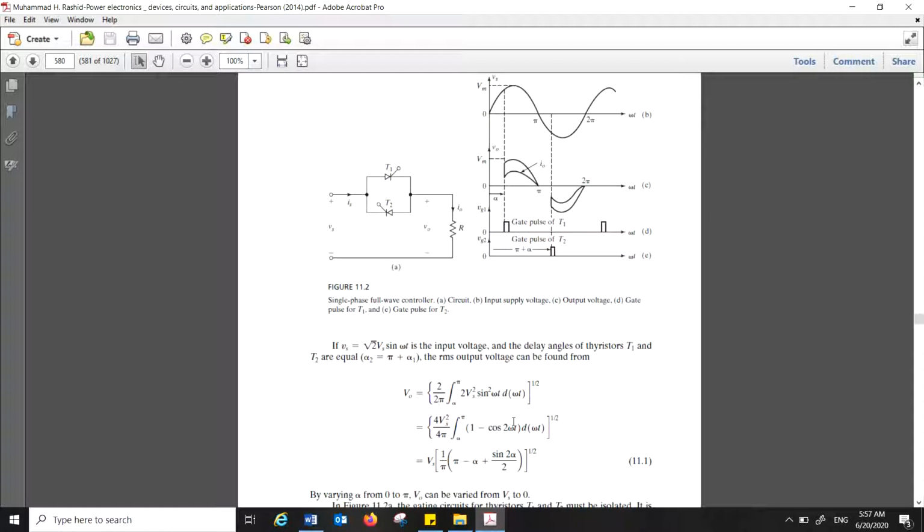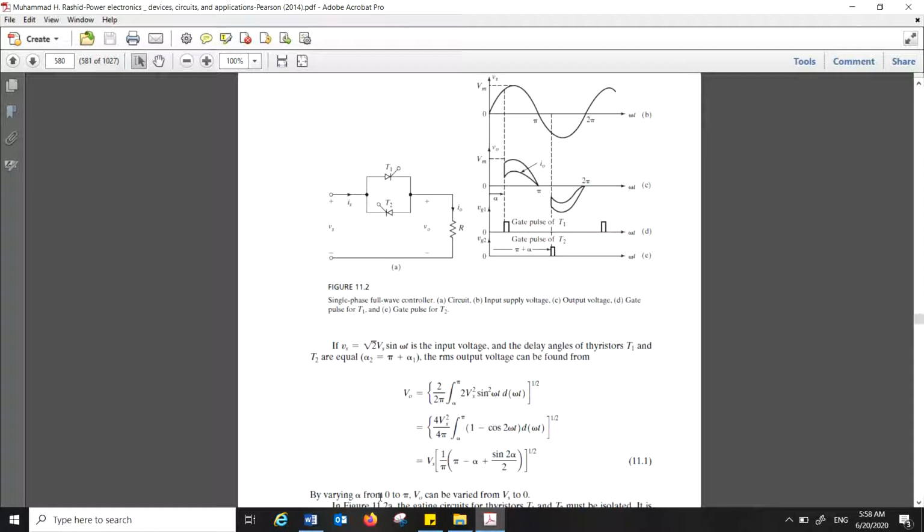And if we try to solve it, since it's sine squared, we need to convert it into a half angle identity. You already know this process, and if you open up the integral, then you are left with this equation. This mathematical process is in depth, I hope you can do it by yourself. It's not a big deal.